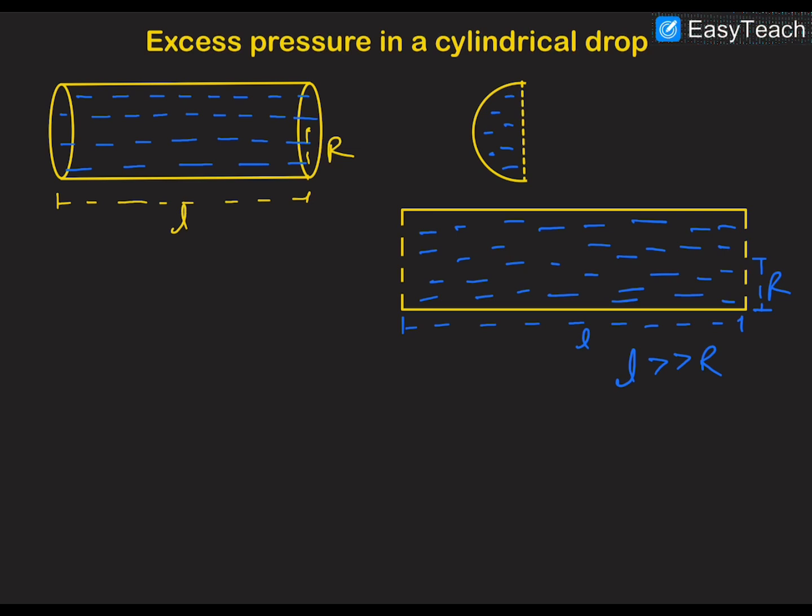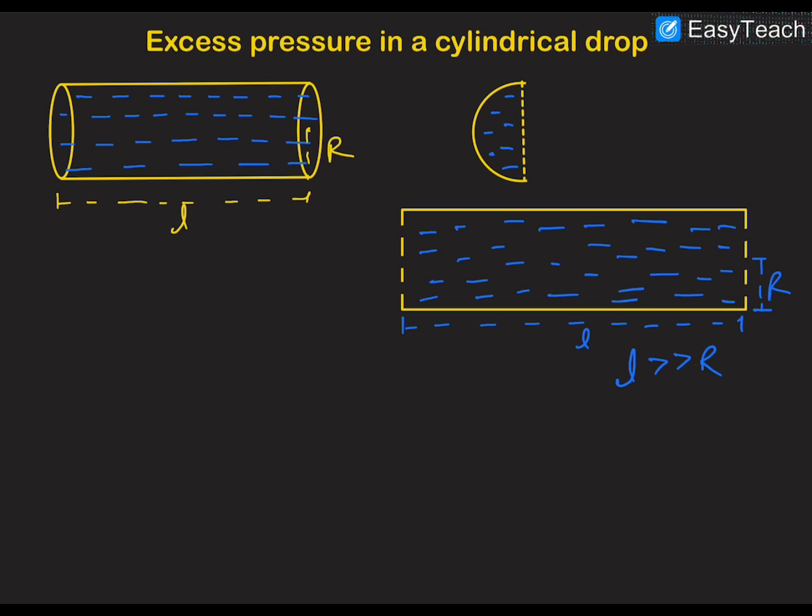In JEE, the numericals are always targeted to check your conceptual depth. So I'll be discussing one similar numerical in which we'll be using the excess pressure of a cylindrical drop in this video only. First of all, let us see that this is a cylindrical drop whose length is very much greater than its cross-sectional radius. L is very much greater than R.